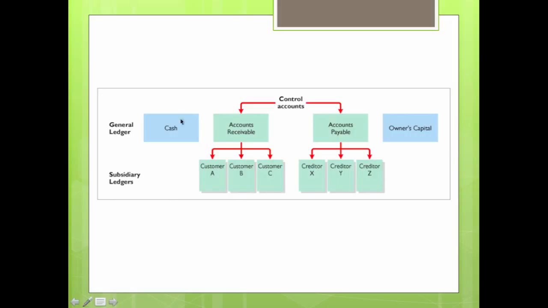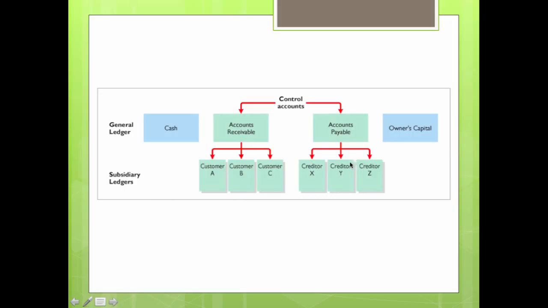The subsidiary ledgers do that. It's going to take it one step further and organize all the transactions that deal with one customer or one company in one location, and all the transactions that deal with another customer or another company in another section. I hope this visual helps you. Same thing with accounts payable.